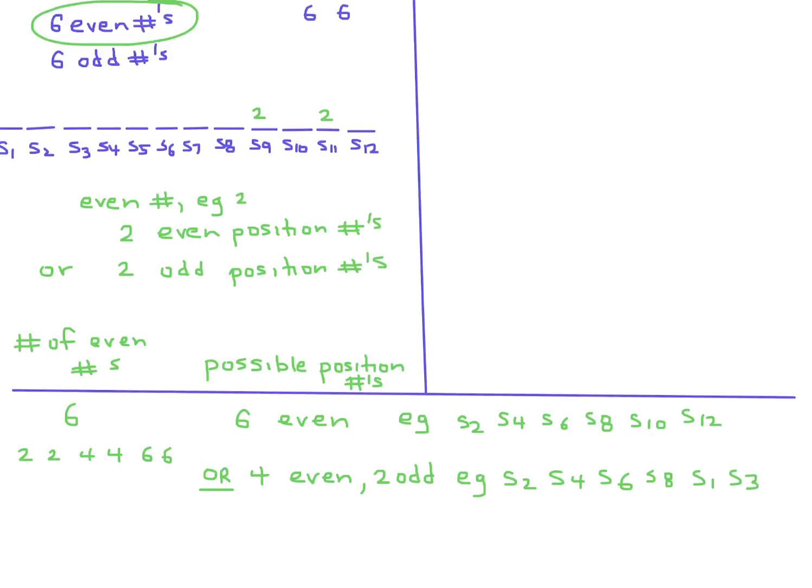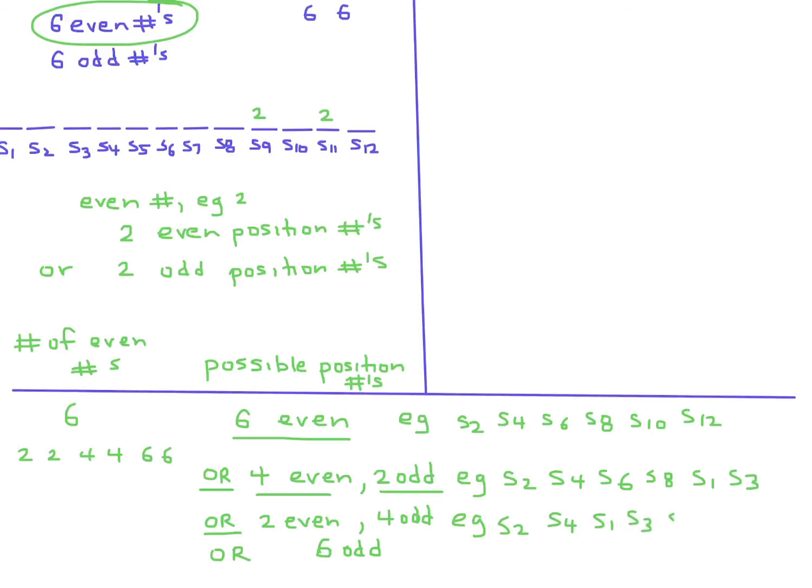Any kind of combination. But the take home is that it's either 6 even, or 4 even and 2 odd, or 2 even and 4 odd, the position numbers. Or it could be 0 even and 6 odd. I'm referring to the position numbers. So again, for this one, an example is S2, S4, S1, S3, S7, S11, right? And for all odd position numbers, it'd be S1, S3, S5, S7, S9, and S11.